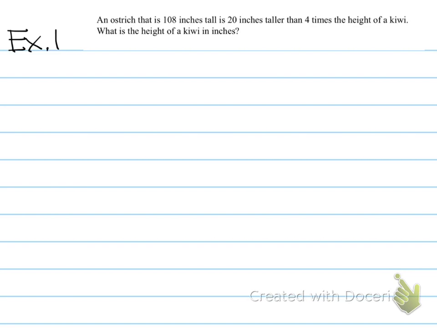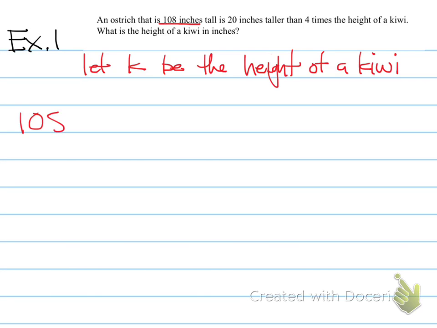Example 1. It says an ostrich that is 108 inches tall is 20 inches taller than 4 times the height of a kiwi. What is the height of a kiwi in inches? All right, so our let statement, let K be the height of a kiwi. The problem says that an ostrich is 108 inches tall. So we start with that.